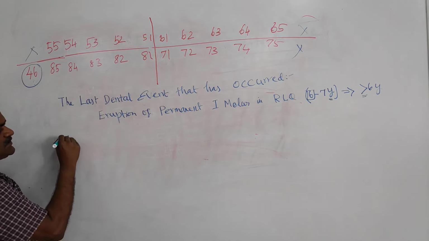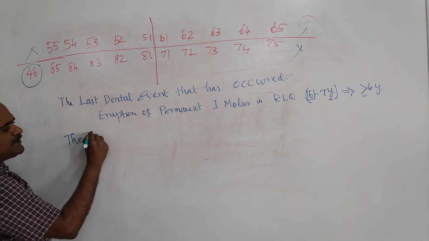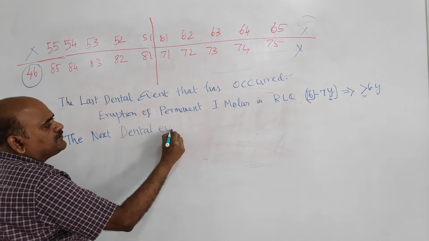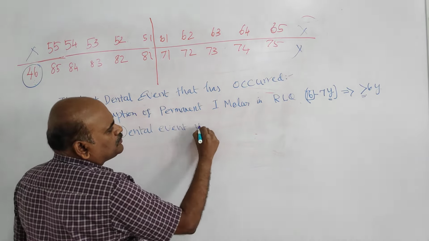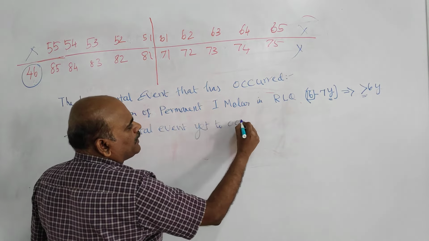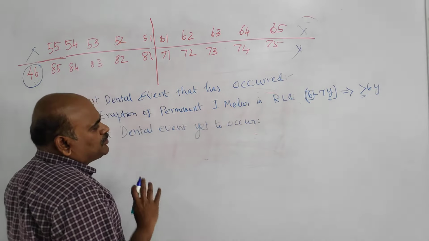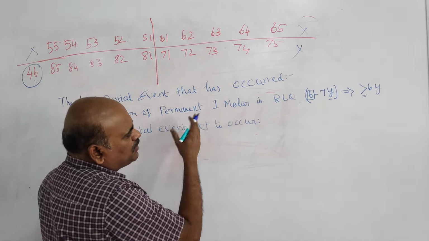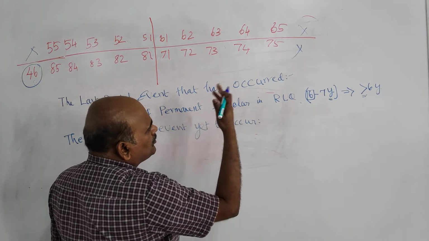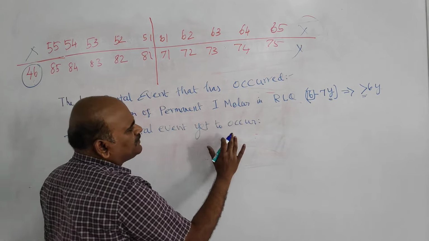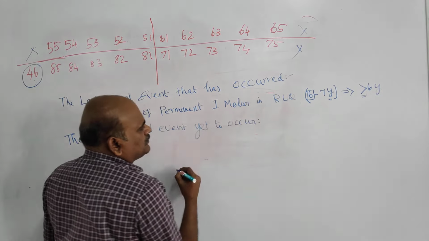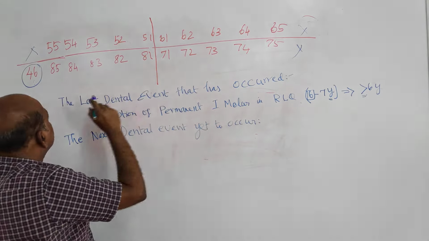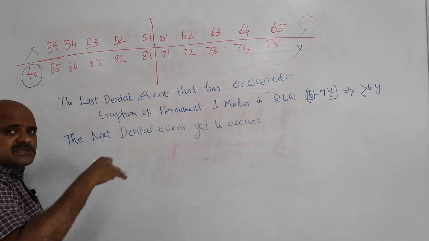What is the next dental event yet to occur? The next dental event yet to occur. You have to write in this fashion so that you won't get confused. If the examiner asks, you can simply show this, how you arrived at the age. Otherwise, you have to remember all these things. So, next dental event yet to occur. After this, what are you expecting? Eruption of the permanent first molar in the remaining 3 quadrants except this right lower, the remaining quadrants, is the next event to follow.